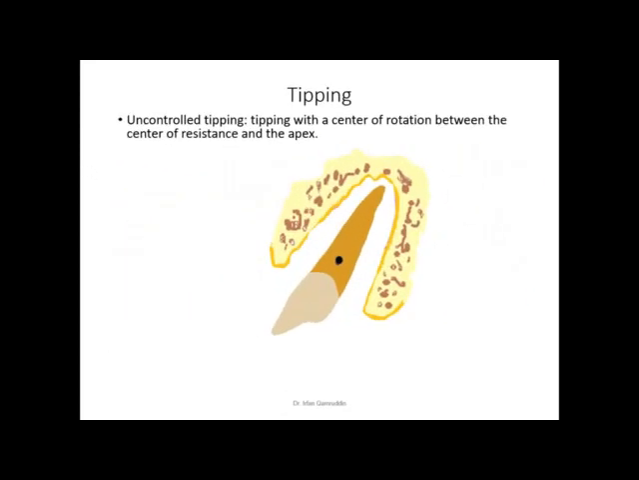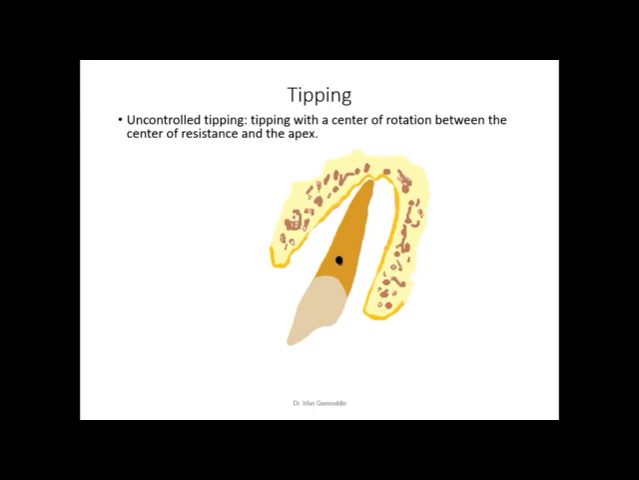Tipping is the movement in which the crown moves more than the root. This can be uncontrolled tipping and controlled tipping. In uncontrolled tipping, which is also known as simple tipping, the center of rotation lies between the center of resistance and the apex according to a few books, while in Proffit you will find that when force is applied on the crown of any tooth, the tooth is displaced and simultaneously it rotates around the center of rotation, which lies at the center of resistance. Both the statements are the same, don't get confused. There is no conflict between the statements.